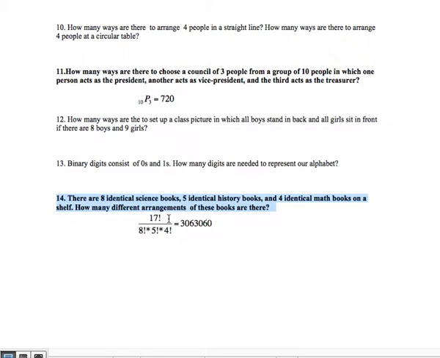So the way we do this is we put the total number of books factorial on top. That would be 17 factorial. And then on the bottom, we divide out all the duplicates that we would get from swapping a science for a science, or a history for a history, or a math for a math. So we put 8 factorial times 5 factorial times 4 factorial on the bottom. So work the rest of these problems, and we'll go over them in class.